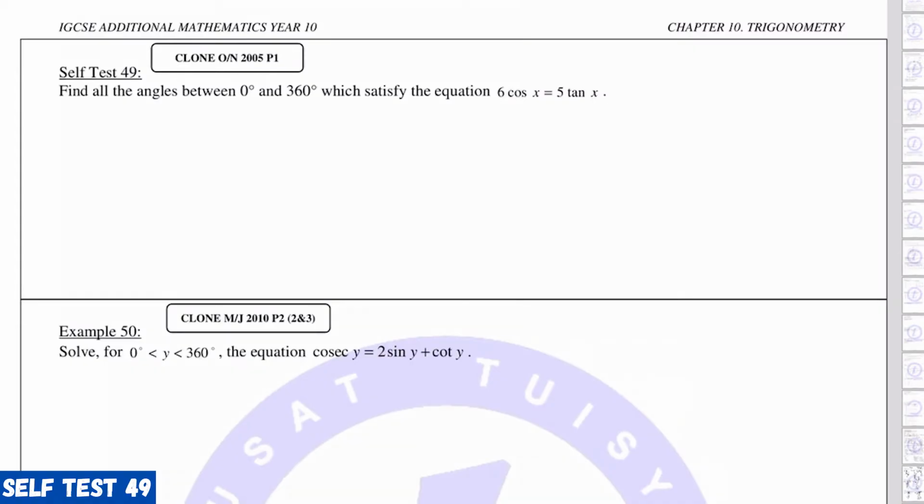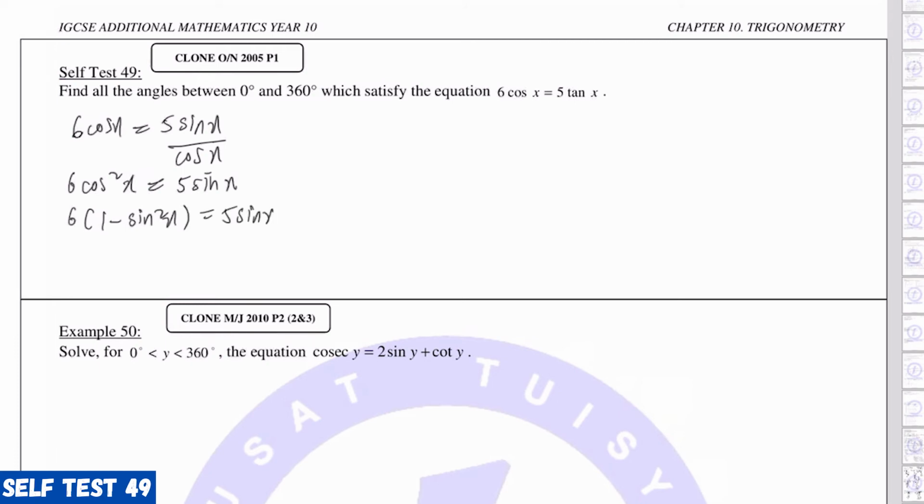Alright, self-test 49. So here we have 6 cos x equals 5 tangent x. So we can change the tangent to sine over cos. So this is 6 cos x equals 5 sine x over cos x. So let us multiply over, so you get cos square x, this is 5 sine x. Now remember, the one with square, we have to change it. So cos square is 1 minus sine square. As I multiply inside, this is what we will get.